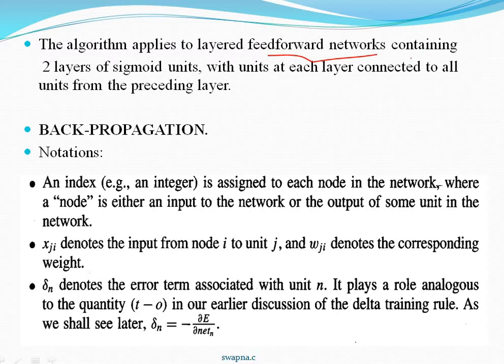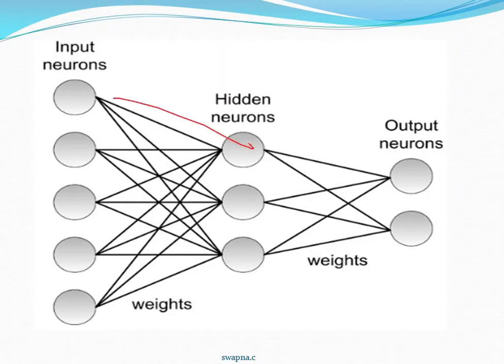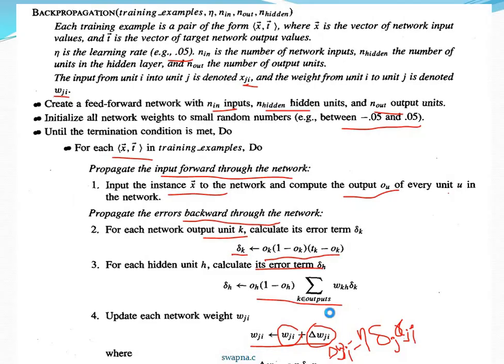Here, for this algorithm, we consider a network containing two layers only. That is what I showed in your figure, and these two layers contain sigmoid units. Each layer is connected to the units of the previous layer. These are sigmoid units only, and all are from the input layers. Here the output neurons are also connected to the preceding layer neuron units.